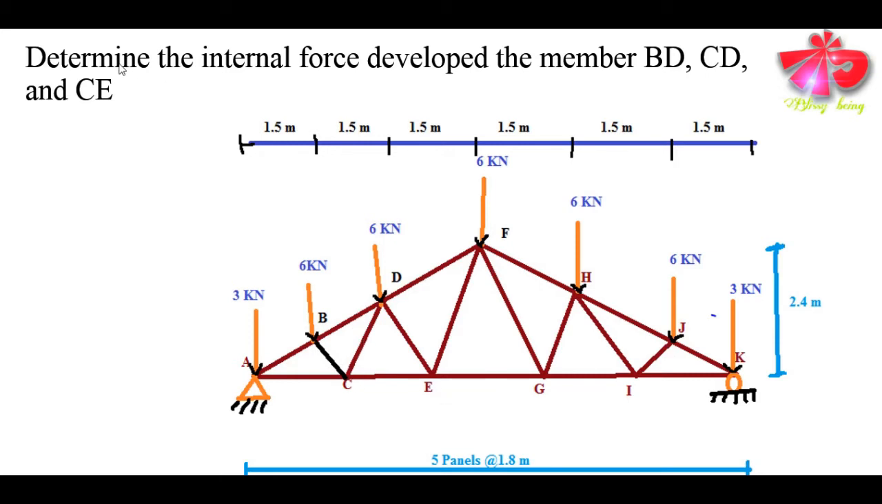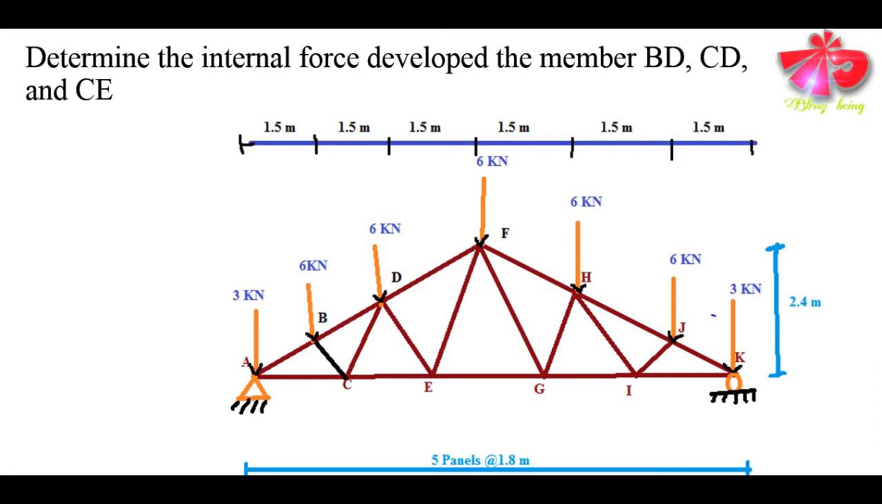Here the question does not mention whether we have to use the joint method or the section method. Rather, we are given certain members to find, and we can easily notice that we are given only a few members, that are BD, CD and CE. So we need to make an analysis ourselves that we can use the section method in such a case.